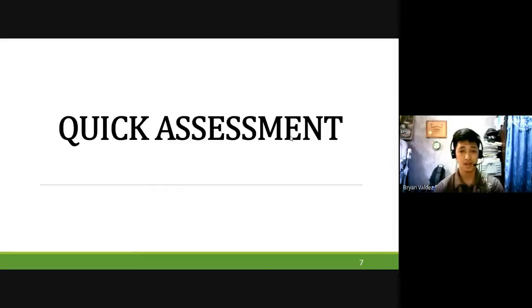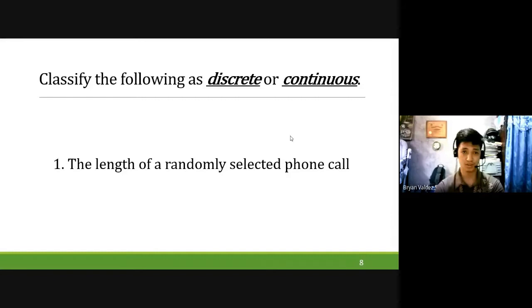Next, let's proceed to a quick assessment about the discrete and continuous random variable. Please type down your answer in our chat box. Classify the following as discrete or continuous. The length of a randomly selected phone call. Is it discrete or continuous? Okay, type lang natin yung answer natin.